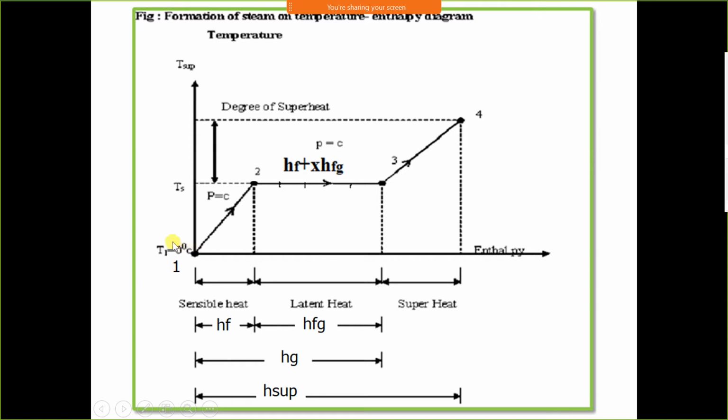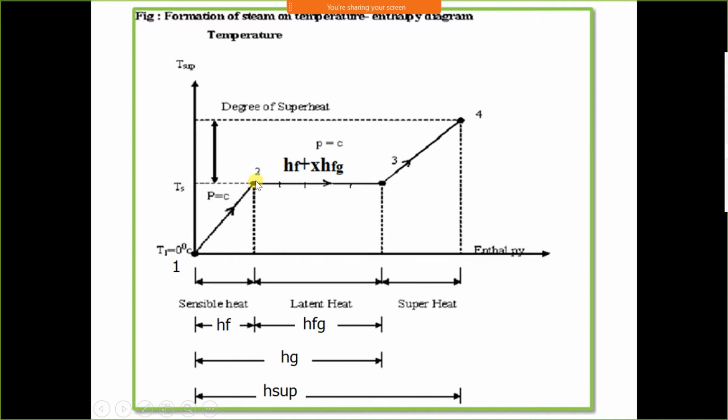We will not discuss the solid state, that is ice. Here we have to discuss the vapor state only. Therefore, the conversion of water into vapor will be discussed in detail in this chapter. Consider water at 0 degree Celsius. First of all, water will be heated from 0 degree Celsius to saturation temperature.